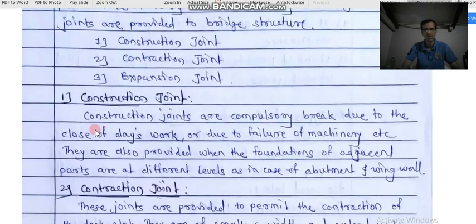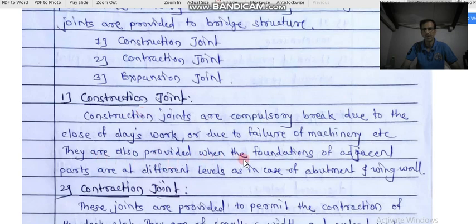What is a construction joint? Construction joints are compulsory breaks due to the close of the day's work or due to failure of machinery, etc. At the end of today's work, if we have to continue the project the next day, then we have to provide this construction joint. Or due to the failure of a machine. Suppose while constructing, any machinery failure occurs, at that time we have to provide a construction joint.